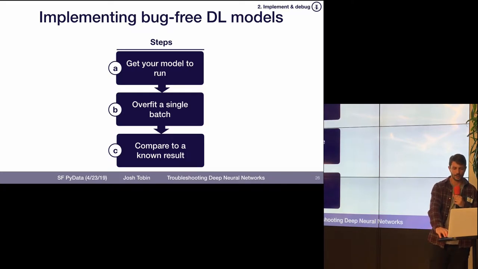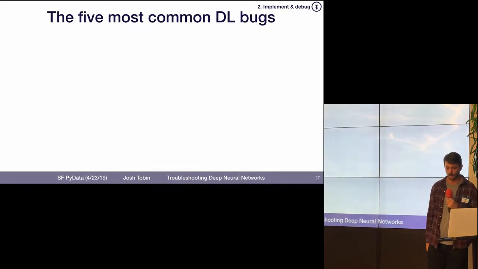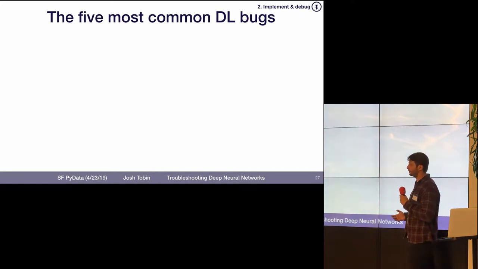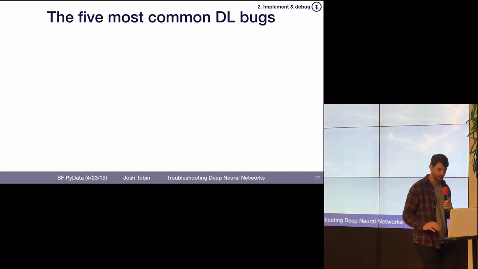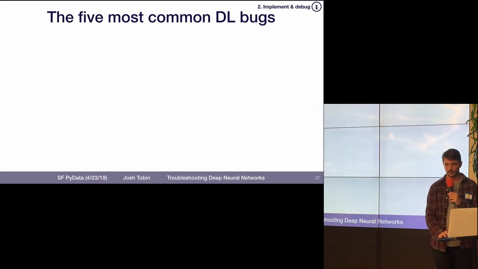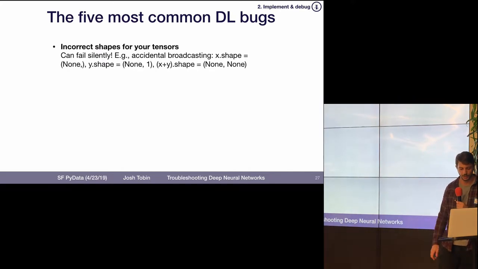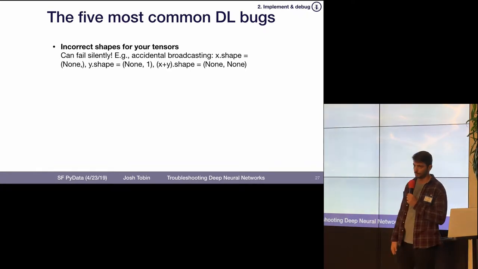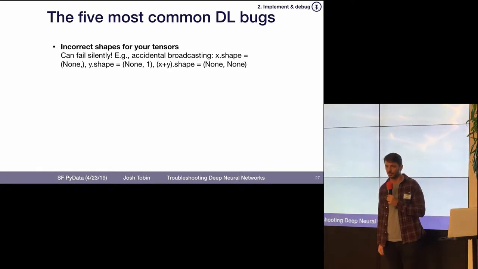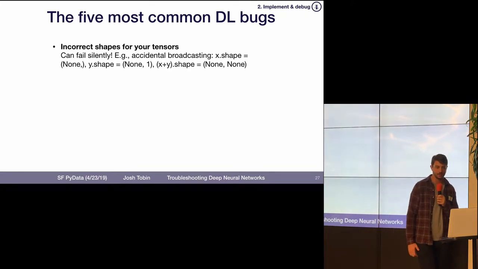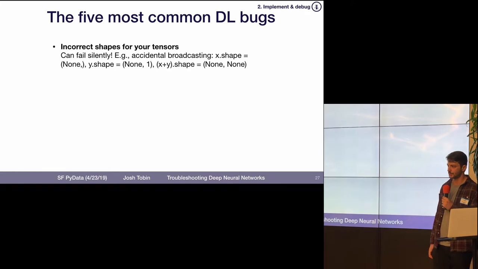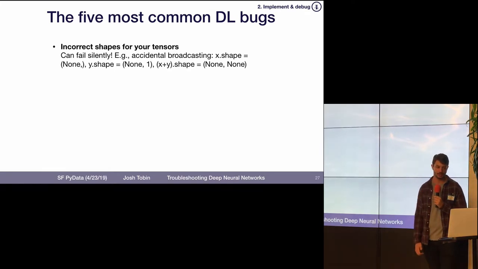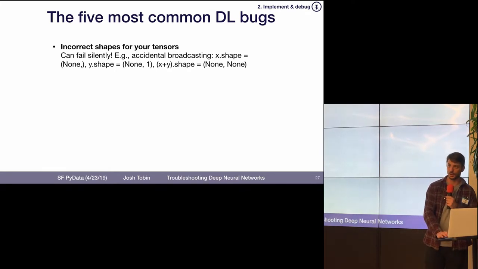I'll talk a little bit more about each of these, but first I want to talk about what I have seen to be the five most common deep learning bugs in my experience. These are really in no particular order, but the first one is incorrect shape for your tensors. TensorFlow and some of these other automatic differentiation libraries do automatic silent broadcasting of your tensors, which is a really convenient feature, but it can also lead to some nasty bugs.